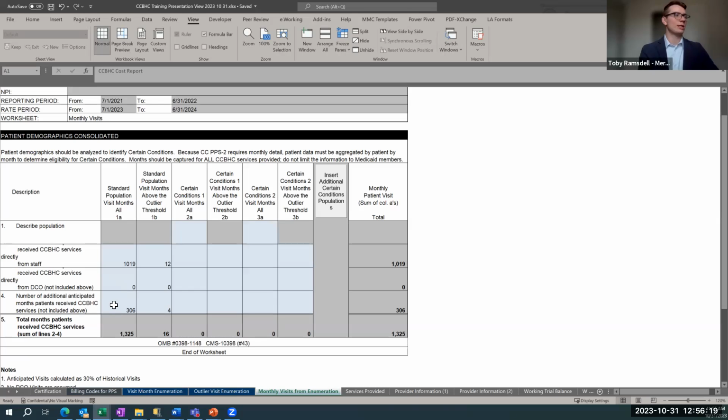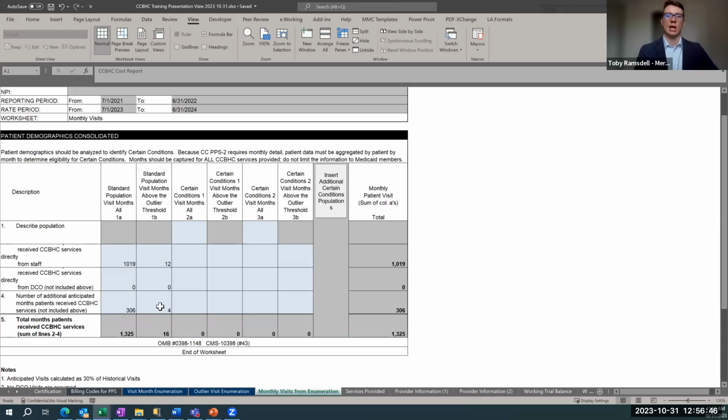And then for the anticipated visits, what I did here is let's say that I plan to hire additional staff, 30% additional staff. So I want to increase my staffing by 30%, my direct service staff. In this case, I've anticipated 30% more visits. So that's an example of how anticipated staffing levels may relate to anticipated visits.